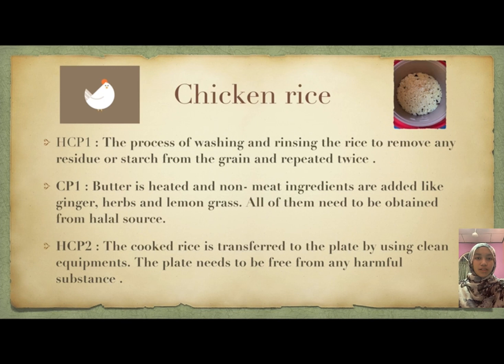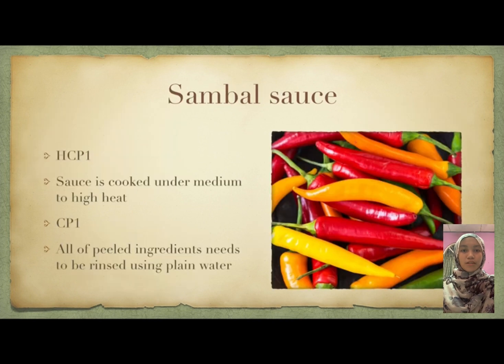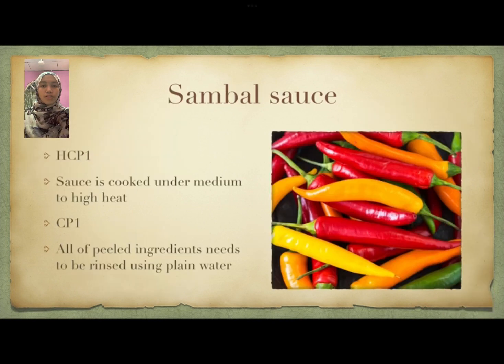For chicken soup, the halal control point 1 is preparing and washing the chicken diligently, and halal control point 2 is water is added to the mixture. For control point 1, stir frying the chicken with plant-based ingredients, and for control point 2, the soup is boiled for a few minutes. Also, halal control point 1 is when the sauce is cooked under medium to high heat. Next is control point 1. All of the peeled ingredients need to be rinsed using plain water.